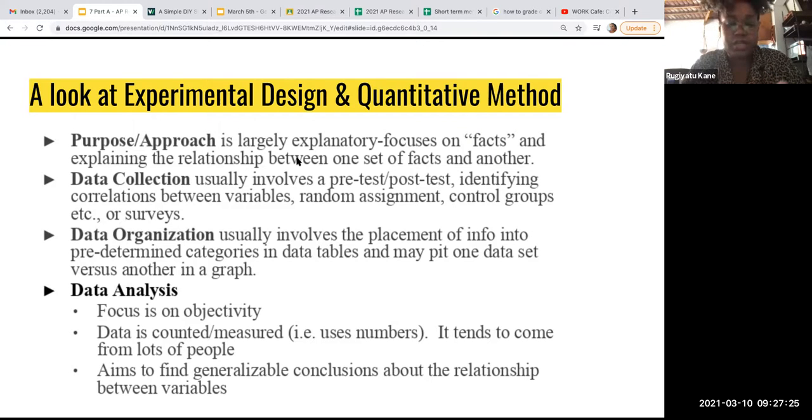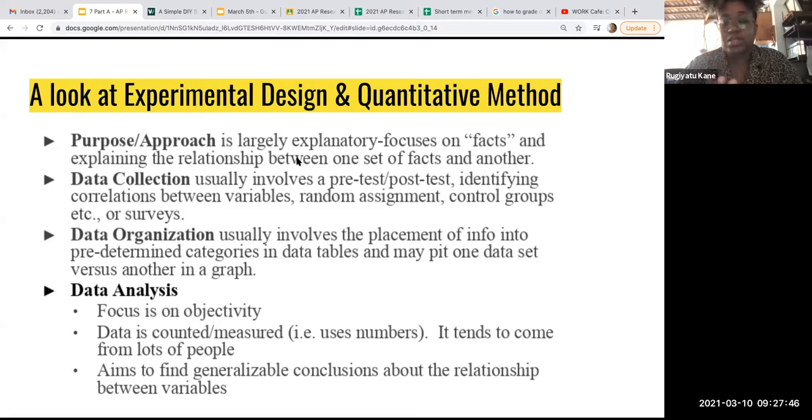In terms of how the data is organized, this typically exists in predetermined categories and data tables. So we created a data table, and I tried to derive a graph out of that, but I was having a couple of different issues there. And then in terms of the analysis, we're being objective. So we literally are stating the facts and interpreting those.